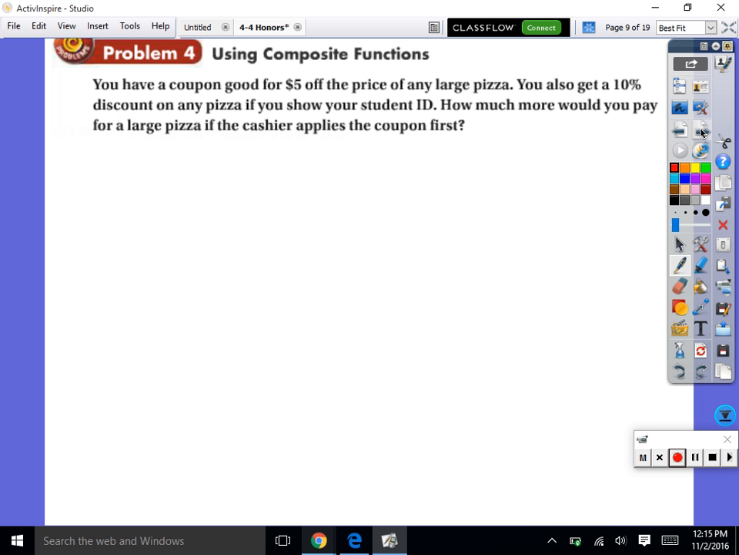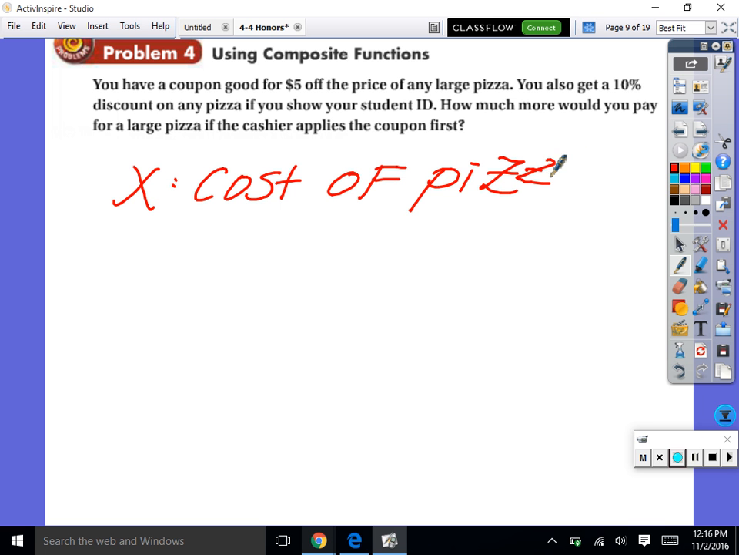How much more would you pay for a large pizza if the cashier applies the coupon first? So this is what we're going to do. X is going to be the cost of a pizza, correct? So that's what I'm going to start out with. I'm going to say X is the cost of a pizza. It says you have a coupon for $5 off the price of any large pizza. So I'm going to write a function for that. Cost of a pizza with the coupon. I'm going to call it C of X, because that's coupon of X. And that would be $5 off the total cost. So won't that be X minus $5? Everybody good with that?